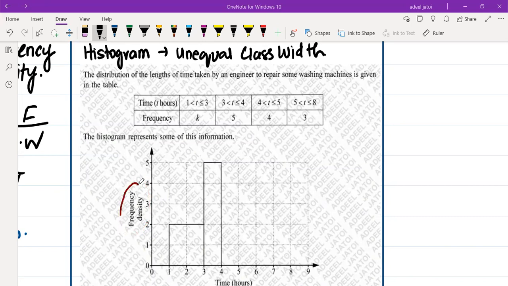that means if the question relates to frequency density, you should have it in your mind that the class widths are unequal. That means unequal class width. Let's see, 1 to 3, the difference is 2, but 3 to 4 the difference is 1. 4 to 5 the difference is 1. 5 to 8, the difference is 3.